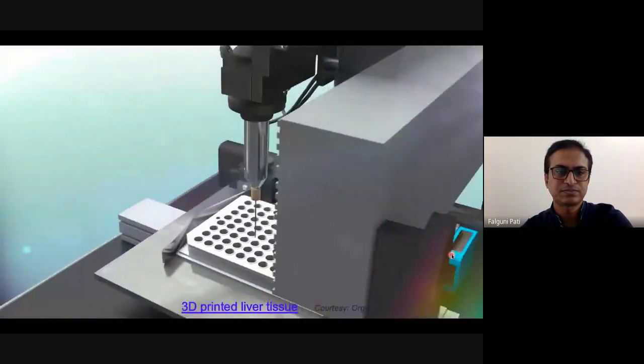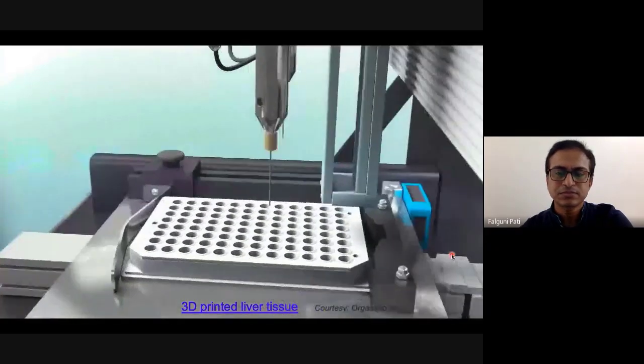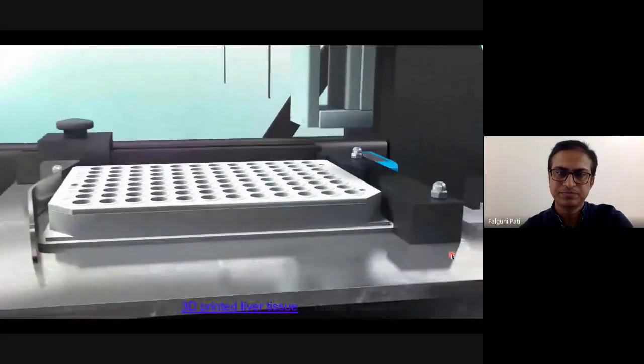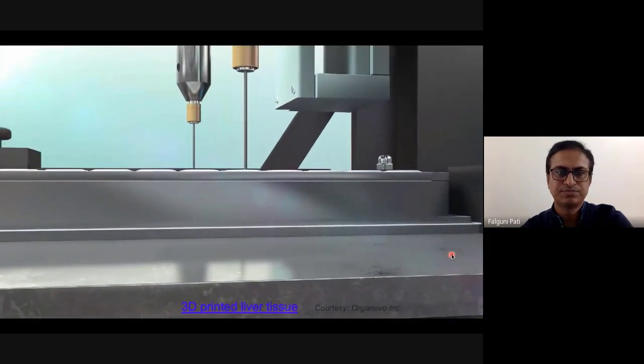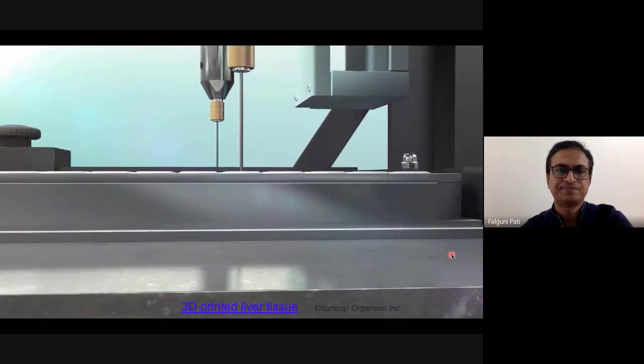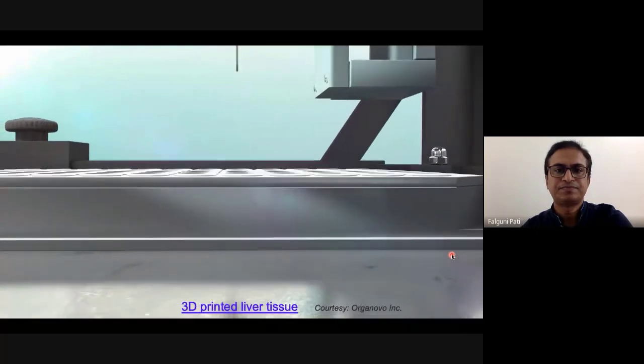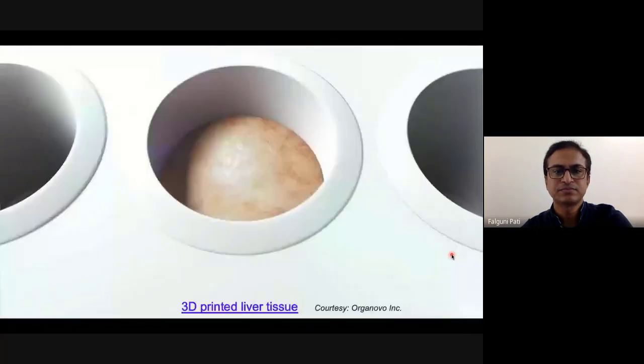Organovo creates functional human tissues with its unique bioprinting technology. Starting with cells from any source, Organovo's bioprinter precisely places a specially formulated bio ink, in this case, into a 96-well plate for drug discovery.